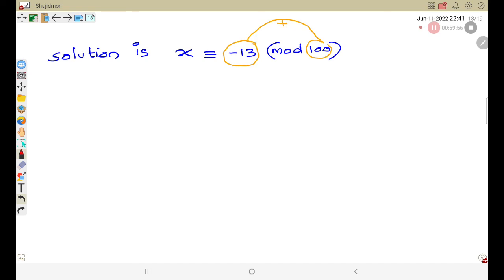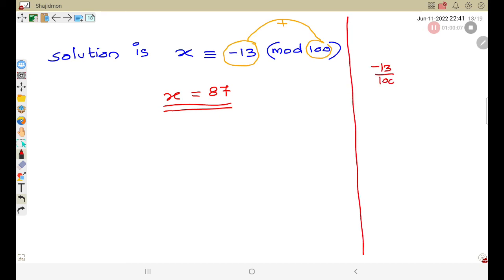What will be the answer? X equals 87 is the solution. Okay. Otherwise, what you need to do? Minus 13 divided by 100, normal way. Okay. So minus 0.13 you will get. So quotient means, what do you write? Quotient. Here number is negative, so this number 0 minus 1 default. So minus 1.